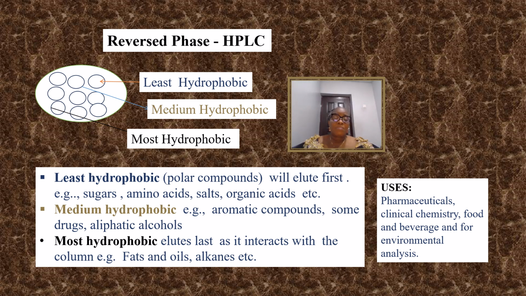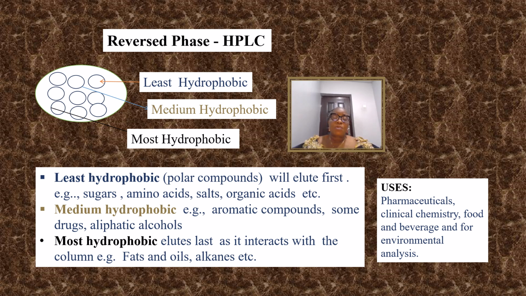The sugars, the amino acids, the salts, the organic acids. And then the medium hydrophobic, like the aromatic compounds, some drugs, the aliphatic compounds, will also elute. And then the most hydrophobic will elute last, as it interacts with the column, for example fats and oils and the alkanes, etc. Because the stationary phase is non-polar, meaning they don't have a charge.